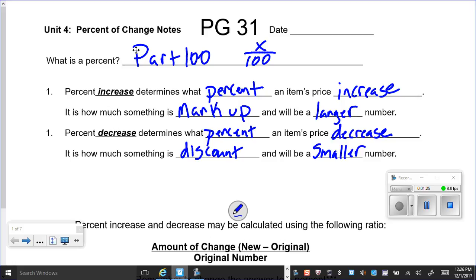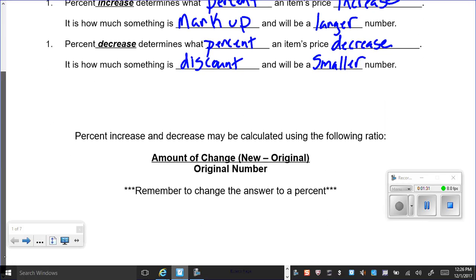All right, let's go down here. Now, how do we calculate the percent increase or decrease? They have a formula, and the formula is the new minus the original price divided by the original price. We're simply going to write it as new minus original divided by the original. When you get your answer, it will be a decimal. You must change your decimal into a percent.